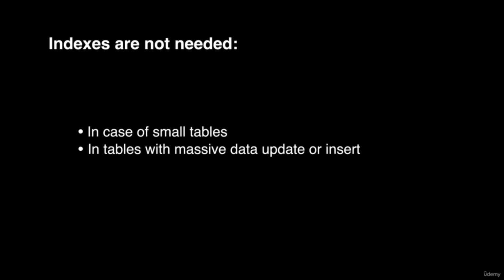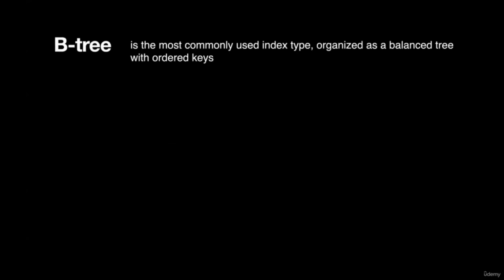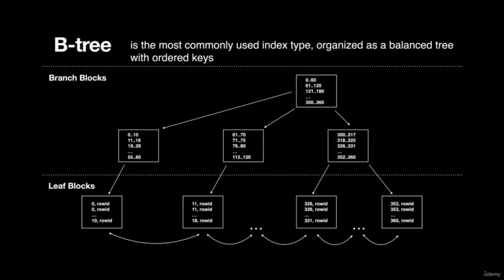There are several types of indexes. First, B-tree. The B-tree family of indexes is the most commonly used index type, organized as a balanced tree, indicated by the letter B, balanced, with ordered keys in it. They are also supported by almost all DBMSs, both relational and non-relational, and for almost all data types. Oracle has its own B-tree. These are regular indexes created by default when you use the create index statement.